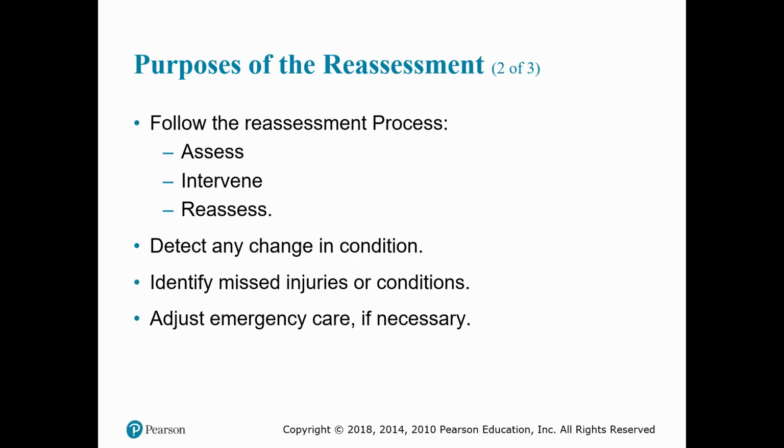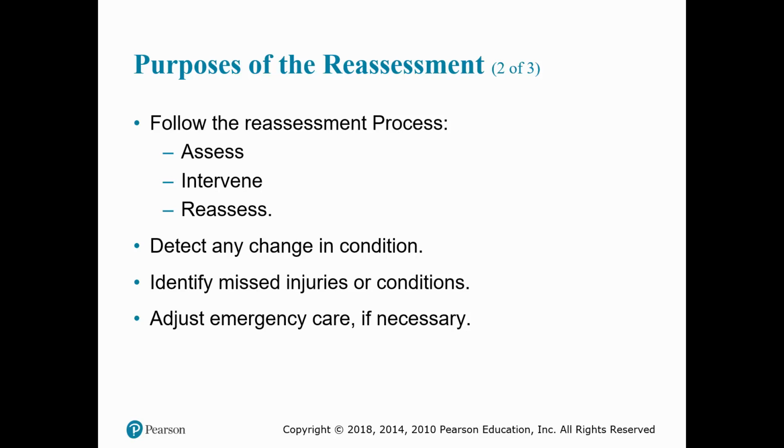Another reason that we reassess, we want to identify anything that we missed. So to identify any missed injuries or conditions, especially those that are life-threatening, that's huge. Reassessment gives you that opportunity to look for injuries that you might have missed on the primary and secondary survey once the patient's in a more stable and favorable environment, which is most likely the patient compartment of the ambulance. And, of course, the other reason is to adjust your emergency care if necessary. If you're headed down the wrong pig trail, it gives you a chance to pull back out, get onto the main road, and figure out which direction you're going.